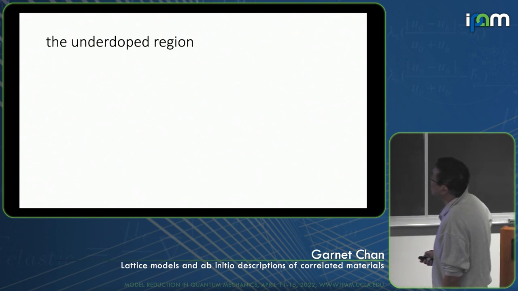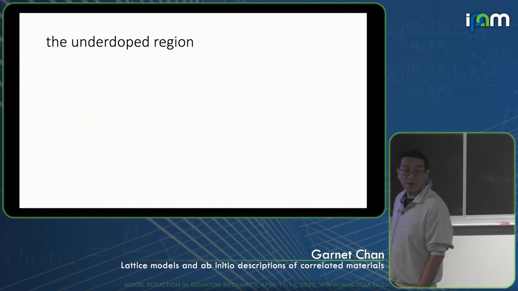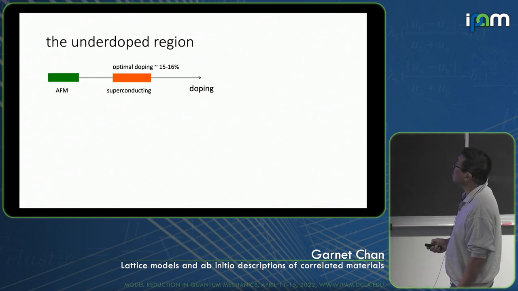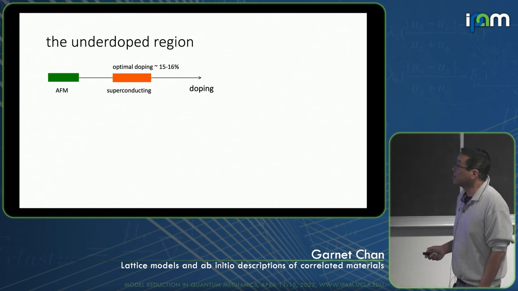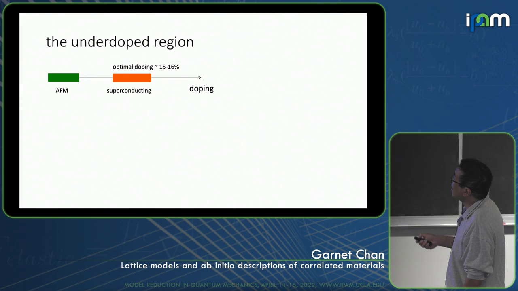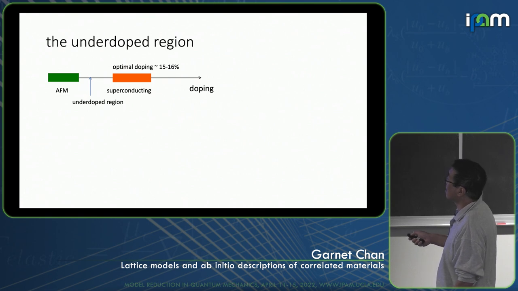So one of the works that we worked on together with other groups was to understand the physics of the underdoped region. And what do I mean by underdoped? This is related to the pseudogap question a little bit. So at zero temperature, as I mentioned, you start off in a magnetic state and you dope it and eventually you become a superconducting state. But there's something in between, and it's not quite clear what's happening in between. Okay? And at zero temperature, we will call this the underdoped ground state.